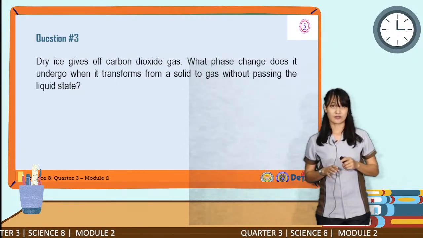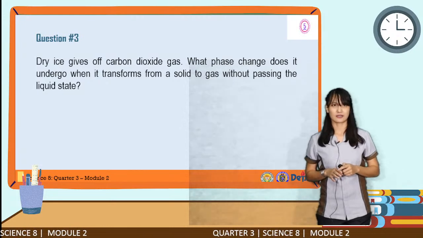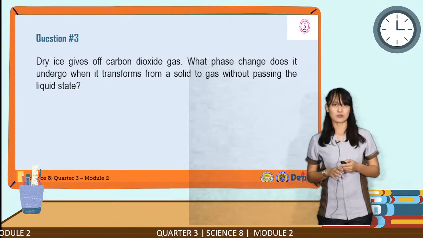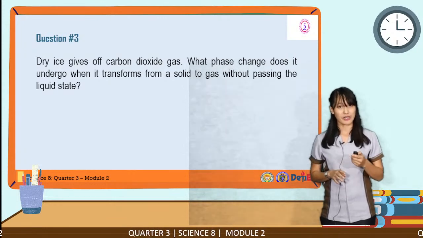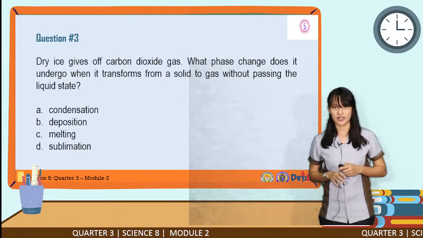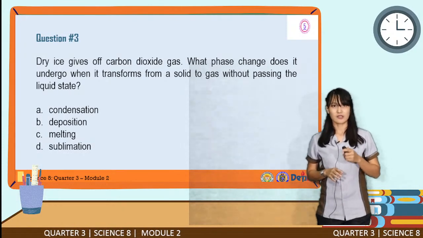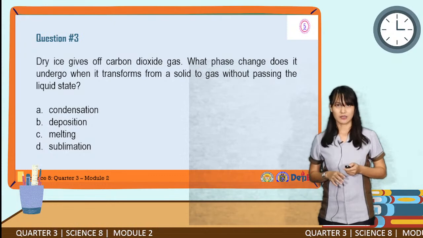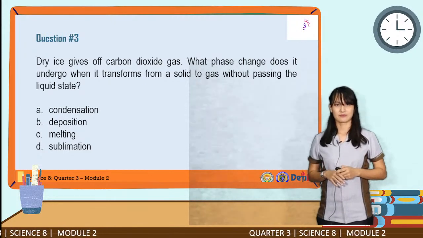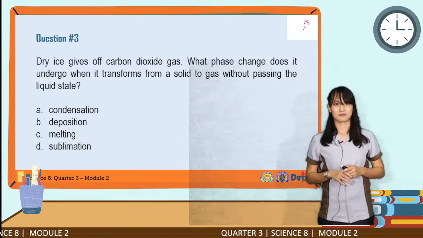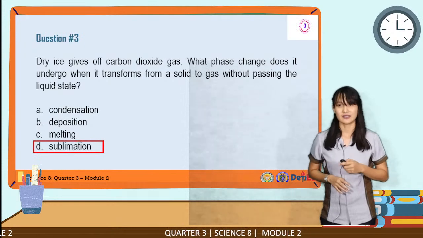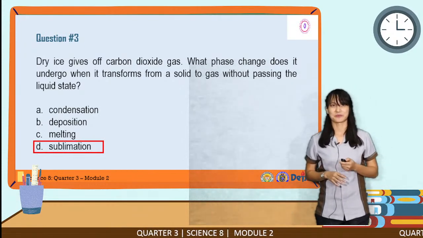Dry ice gives off carbon dioxide gas. What phase change does it undergo when it transforms from a solid to gas without passing the liquid state? A. Condensation. B. Deposition. C. Melting. D. Sublimation. Alright, so the answer is we have letter D, sublimation.